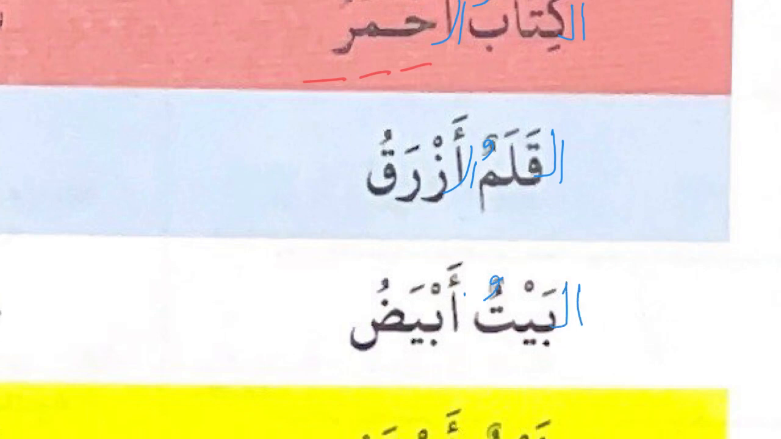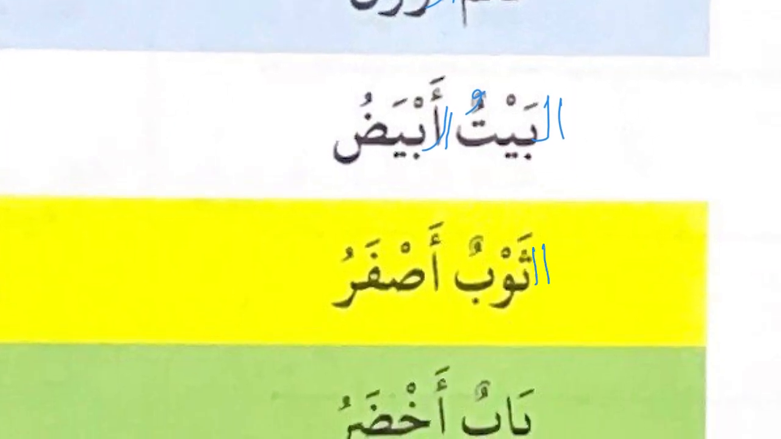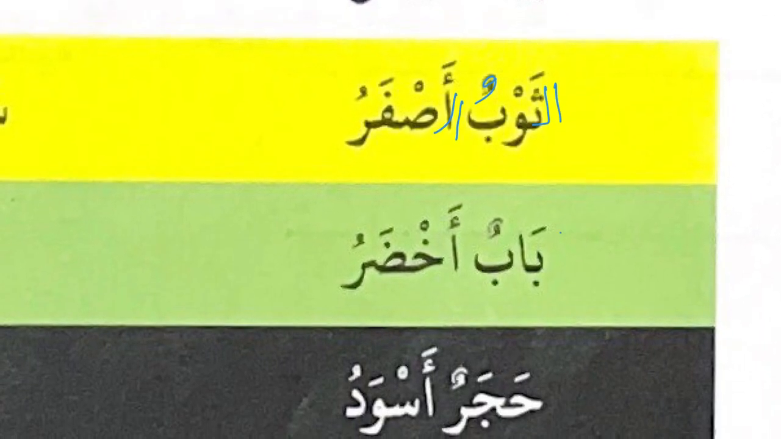Al-baytul abyad, so the white house. Al-thawbul asfar, the yellow cloth. Al-babul akhdar, the green door. And finally, al-hajarul aswad. So that is the black stone, the black stone which is in the Kaaba. That is al-hajarul aswad with the alif lam.